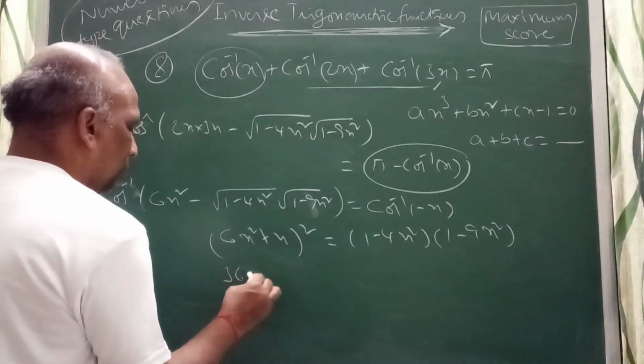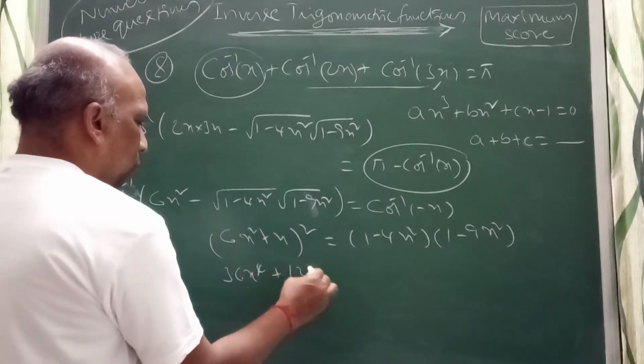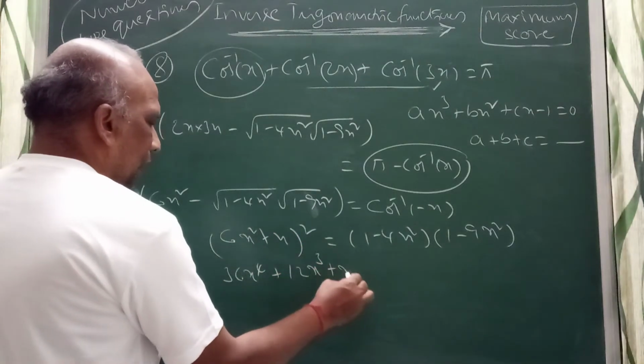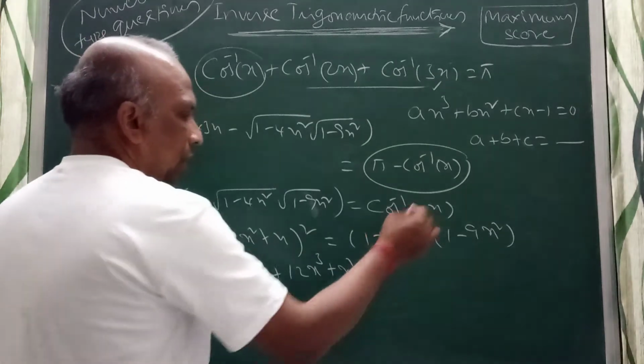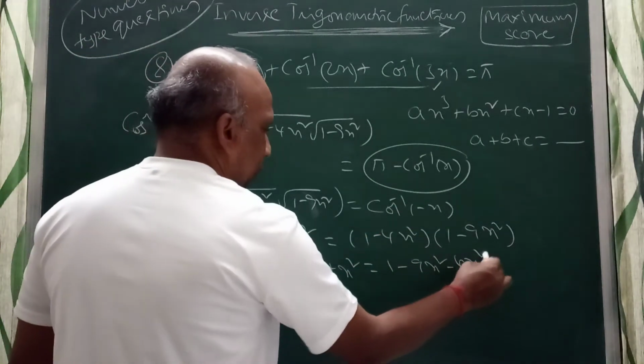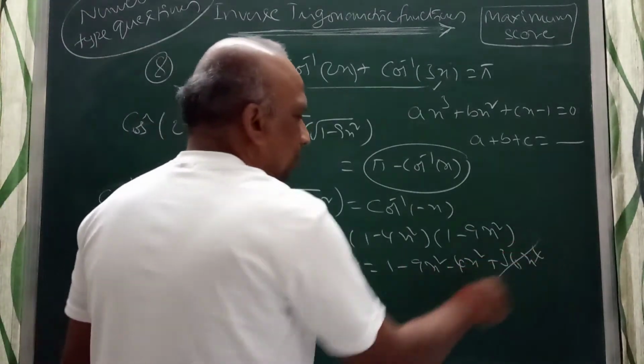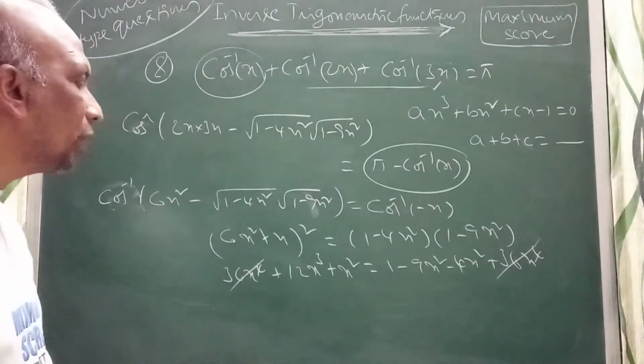36x power 4 will come, plus 12x cube plus x square, a plus b whole square. On the other side, 1 minus, you get 9x square minus 4x square, and 36x power 4 gets cancelled. Correct? Now you can check that.